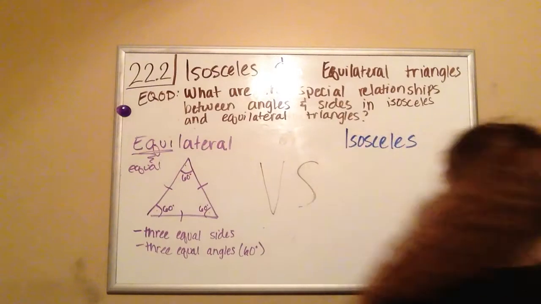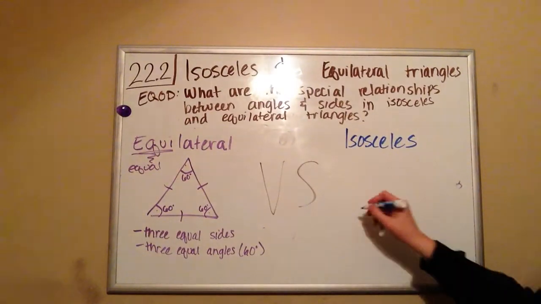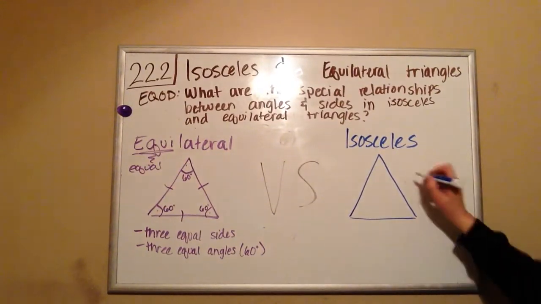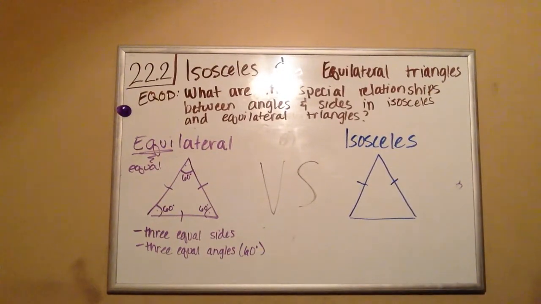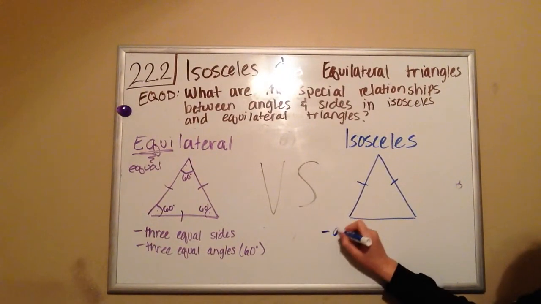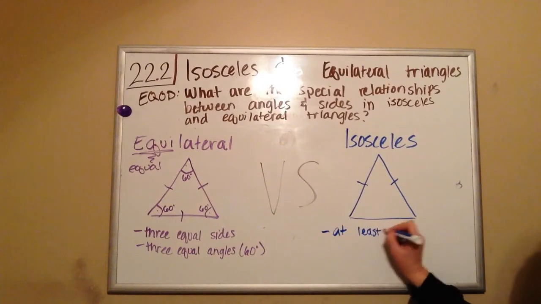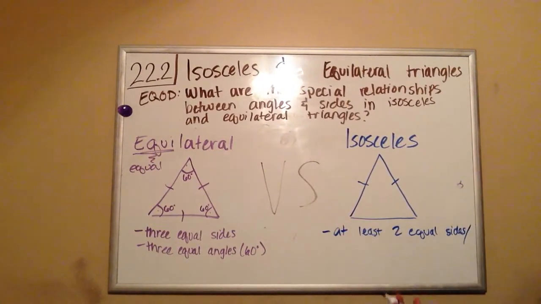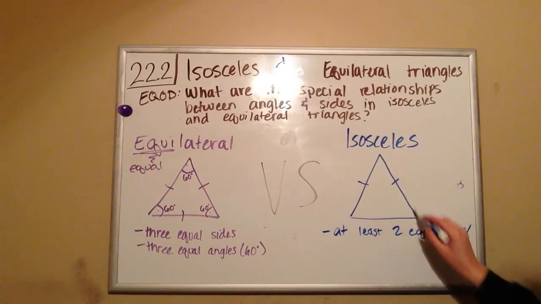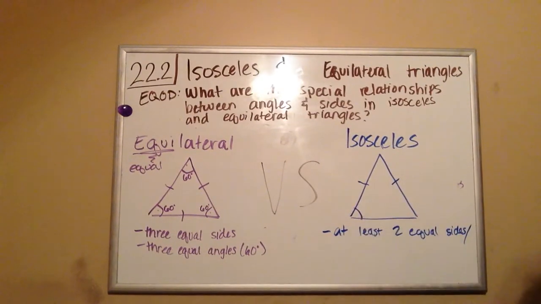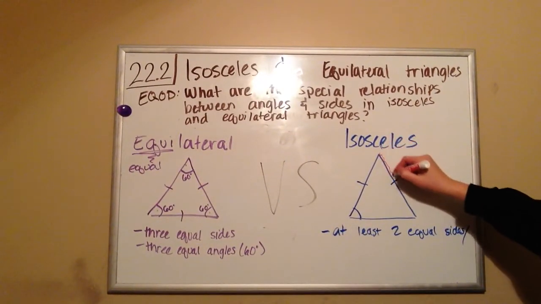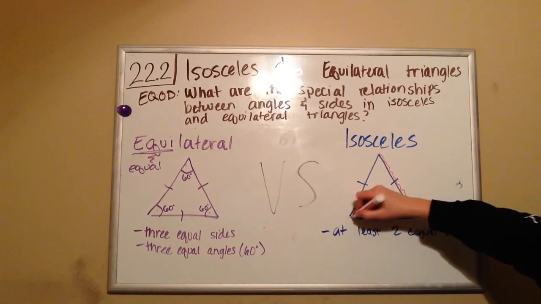Isosceles triangles. Alright, so here's an isosceles triangle. At least two of the sides are the same. So those two sides are the same size. So at least two equal sides. And what that means is that if we think about the corresponding angles, if we think about this side corresponds to that angle, right? If you didn't see what I just did, what I said was this side right here corresponds to this angle.